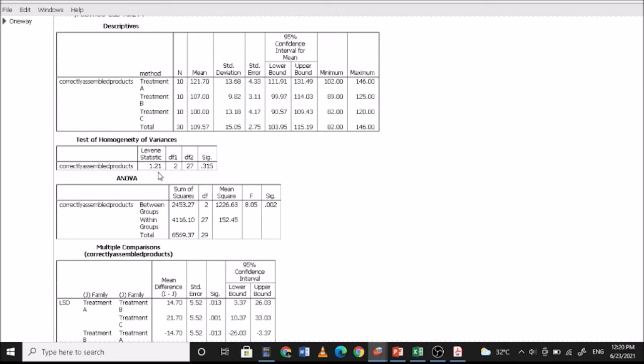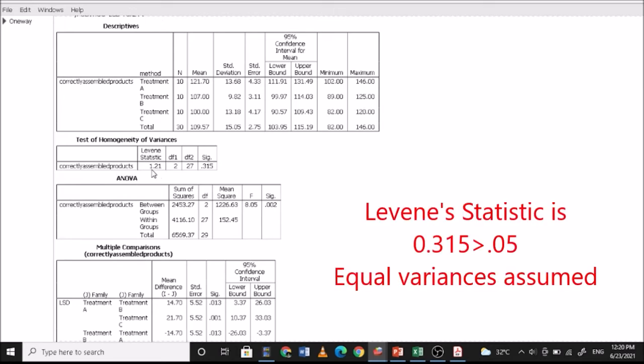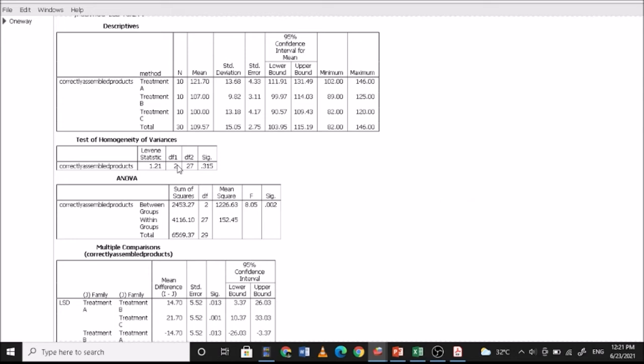So for correctly assembled products, our Levene statistic is 1.21, which is greater than 0.05. So meaning there is no significant difference between the variances of the three variables. Okay, so DF1 is 2 and our DF2 is 27. Okay, so the sig is 3.15.